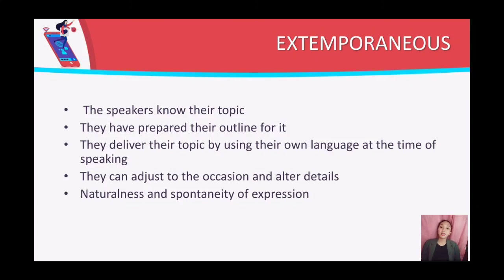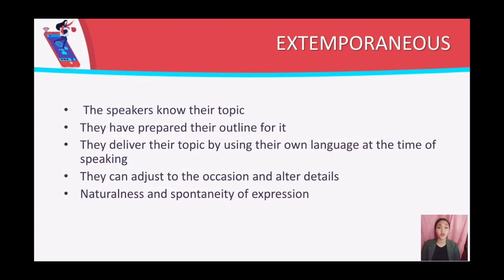I think the best example for this is when you are reporting in a class. You were given a topic by your teacher beforehand. You prepare it. You think of ideas, and you prepare on how to present it in the class.